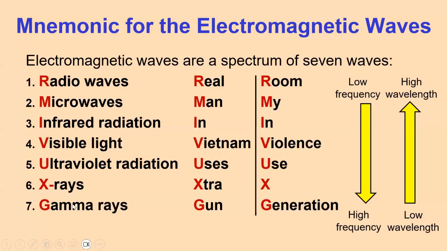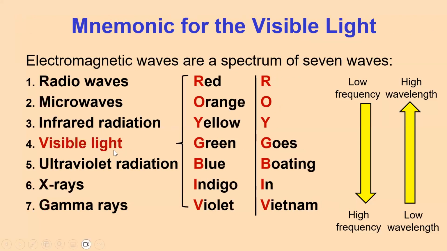Other than this mnemonic about real men in Vietnam use extra guards, you also need to know that in number 4, the visible light, you also need to know the order of the colors. We know that visible light is made of rainbow colors, so you need to know the rainbow colors in order. I have another mnemonic for visible light, which is over here. Under the visible light, you need to know visible light is made of red, orange, yellow, green, blue, indigo, violet, the 7 colors of the rainbow.